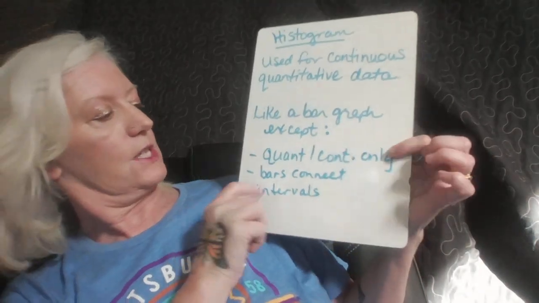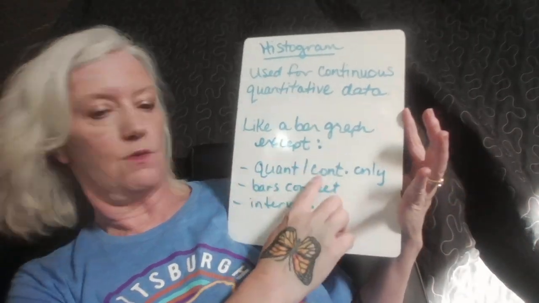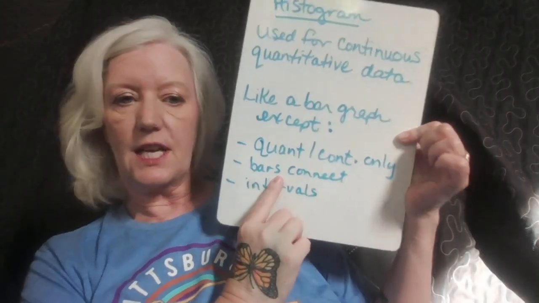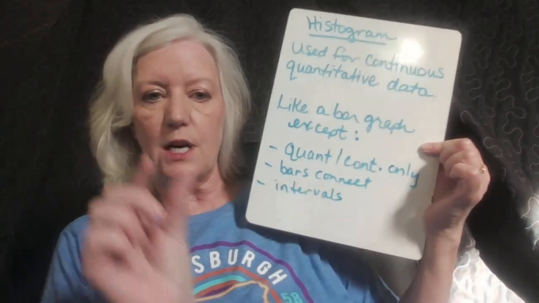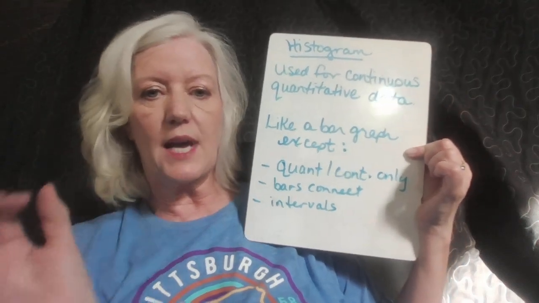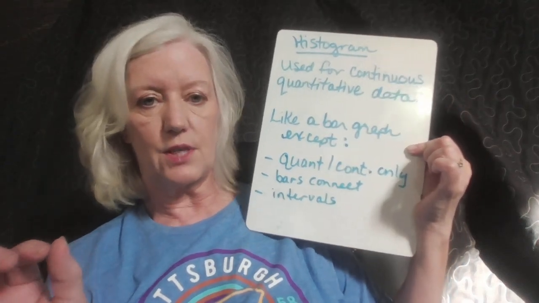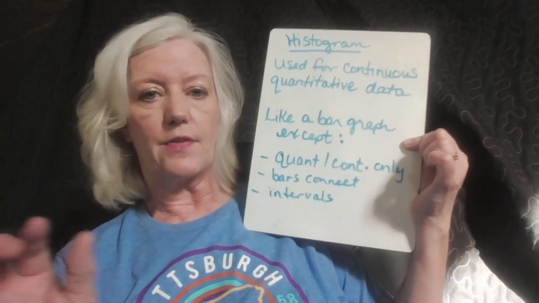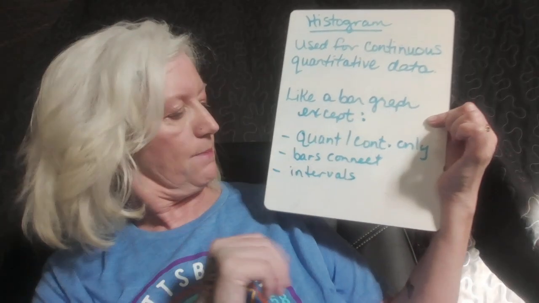Okay, now it's going to look like a bar graph, except for these three differences. Has to be quantitative, continuous only. That's just my abbreviation. Also, the bars have to connect. In a bar graph, the bars are separated. But the reason why the bars have to connect is because we have to include all the numbers that are between any particular whole numbers that are on the graph. That'll make sense as I make one.